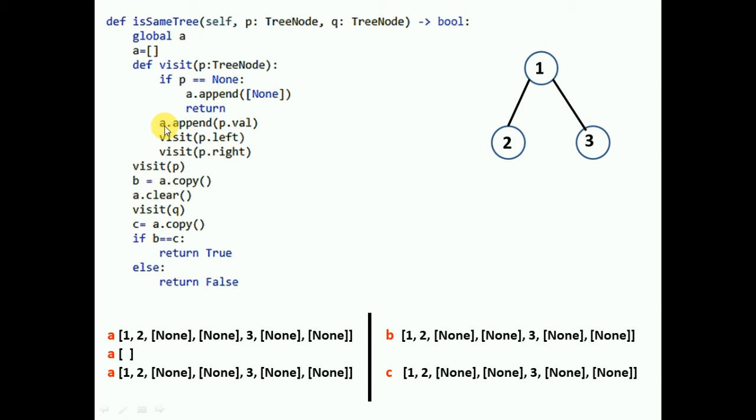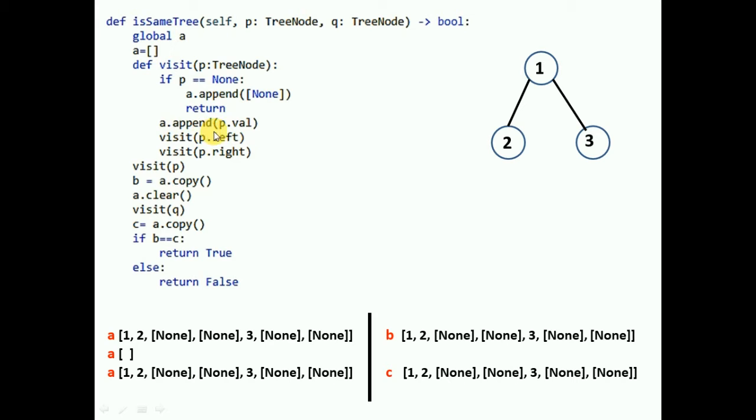Then I will move to this part, a dot append. What is a? A is our list. Why did I make it global? All of you know by now: this list is defined outside of this function. That's why I made a global, so that I can access this and change the value of a.